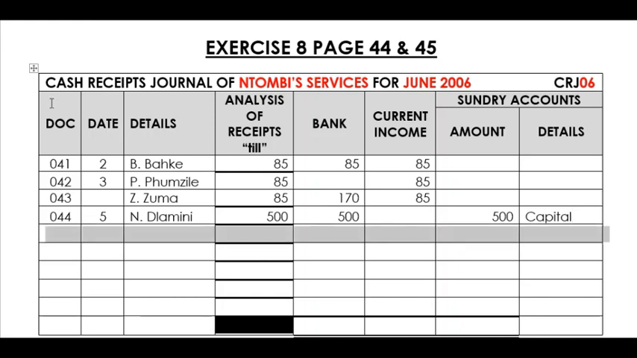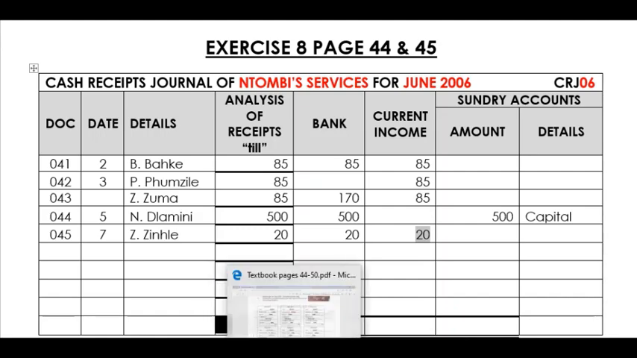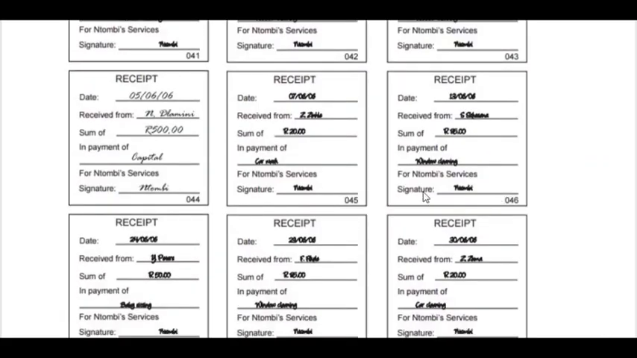Okay, so it will look like this in the CRJ. It's receipt number 45. On the 7th from Z Sinclair, we received 20 Rand from her or him. It's the only transaction for the day, so we can cash up, draw that line, put it in bank, and we received it for cleaning a car, which is seen as a service, therefore it goes to current income. Okay, then the next transaction was receipt number 46. It's this one. It's on the 13th of June.